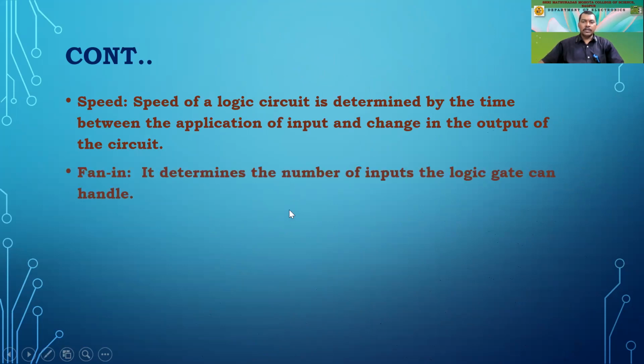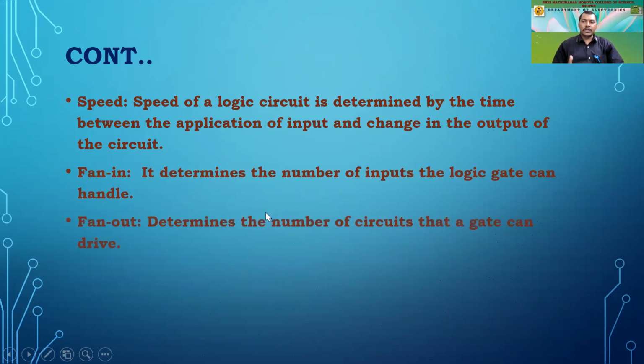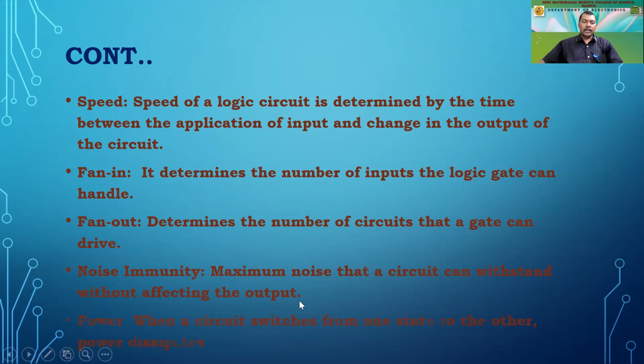Then the fan in: how many inputs the logic gate can handle. That is called fan in. Fan out: how many circuits a logic family or a gate can drive on the output side. That is called the fan out. Then the noise immunity: the maximum noise that the circuit can withstand without affecting the output, right? And lastly is the power. When a circuit switches from the on state or the one state to another state, how much power it dissipates. That is the power.